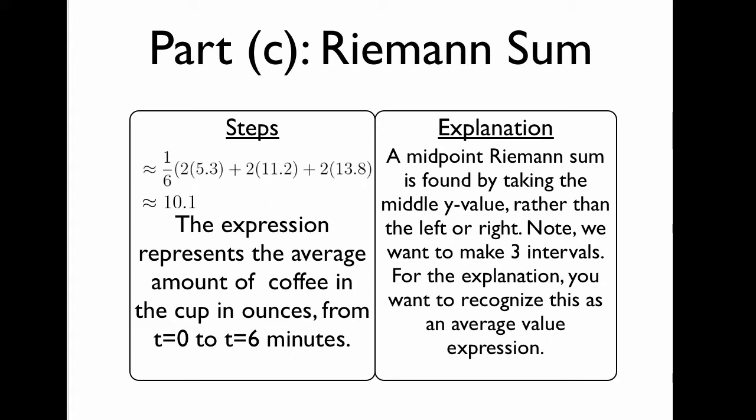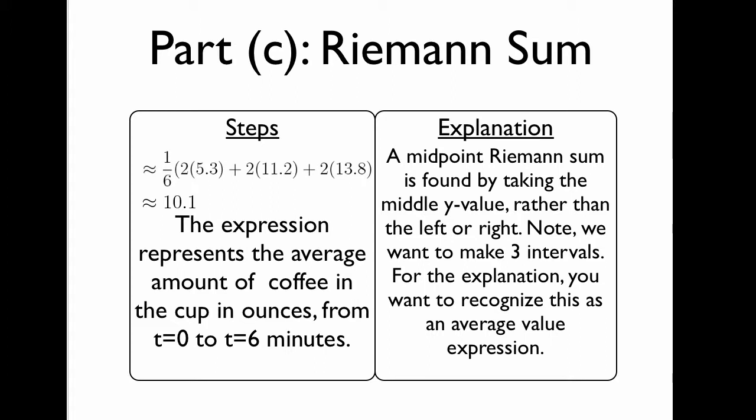Notice this is a non-calculator question. You are expected to be able to do simple decimals like this. So if you're out of practice like some of us are, feel free to do a couple of these questions before the AP exam so you've done it once or twice and you feel comfortable. Doing this by hand, we get about 10.1. Now notice I've used the approximation symbol. That's because a midpoint Riemann sum, or any Riemann sum, is approximating the integral.